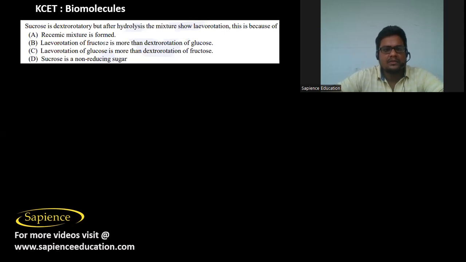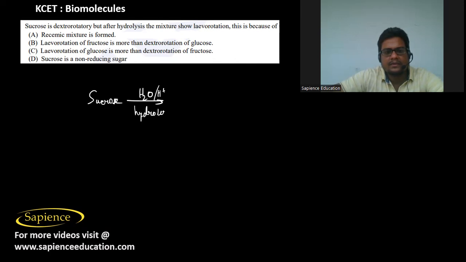Then here it is told sucrose is dextrorotatory, but after hydrolysis the mixture shows levo rotation. This is because of the levo rotation of fructose being more than the dextro rotation of glucose. It means that when sucrose undergoes hydrolysis, then a mixture of the D and L forms is formed. Here we have a mixture of products formed.